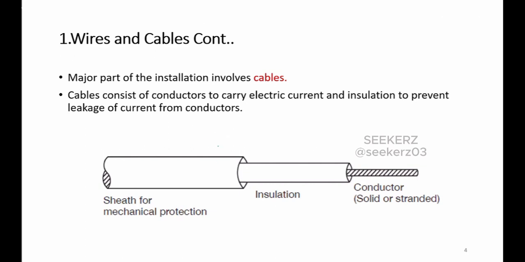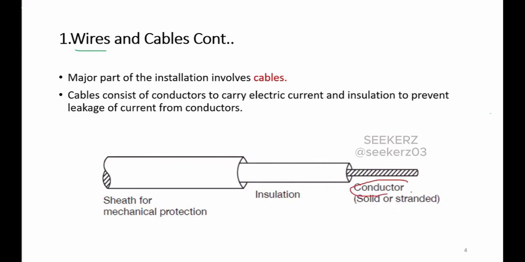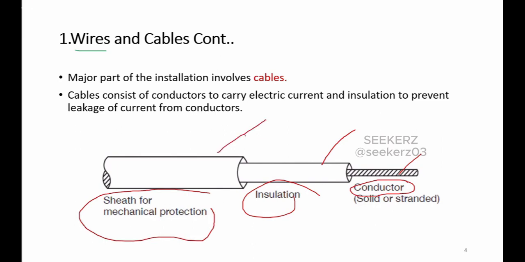This is the simplest one, a single conductor, so we can call it a wire also. First, we need a conductor. Around this conductor, we have the insulation. And around this insulation, we have a sheath, and this is for the mechanical protection.